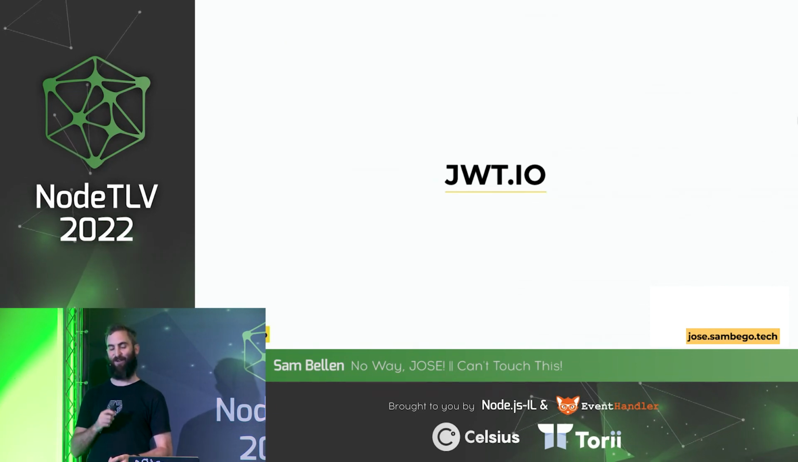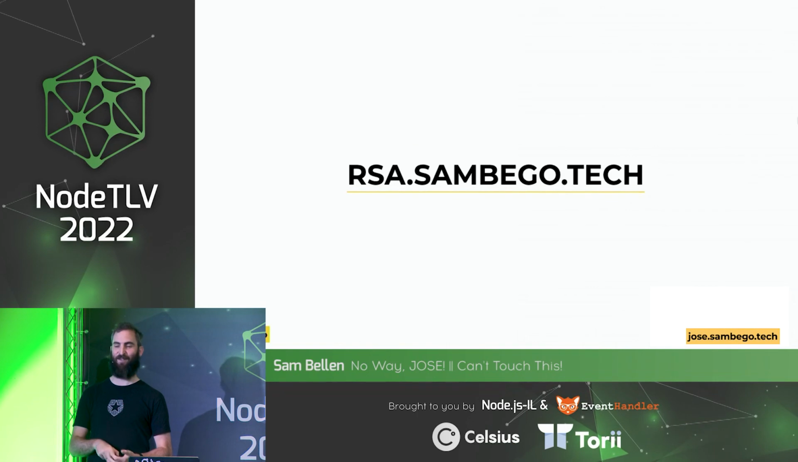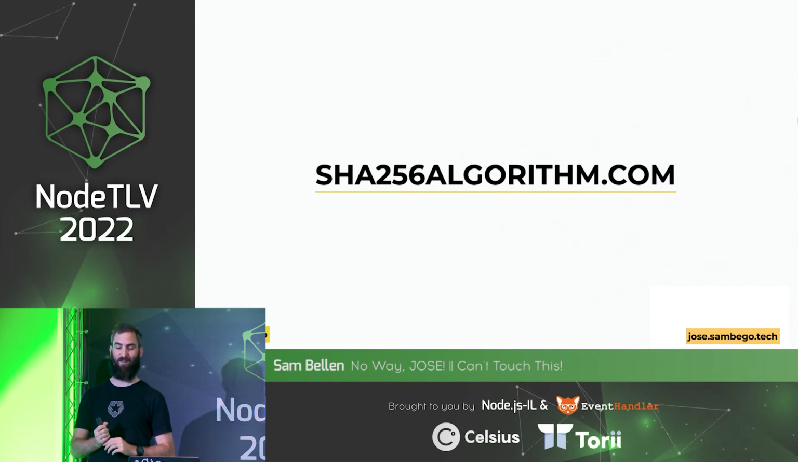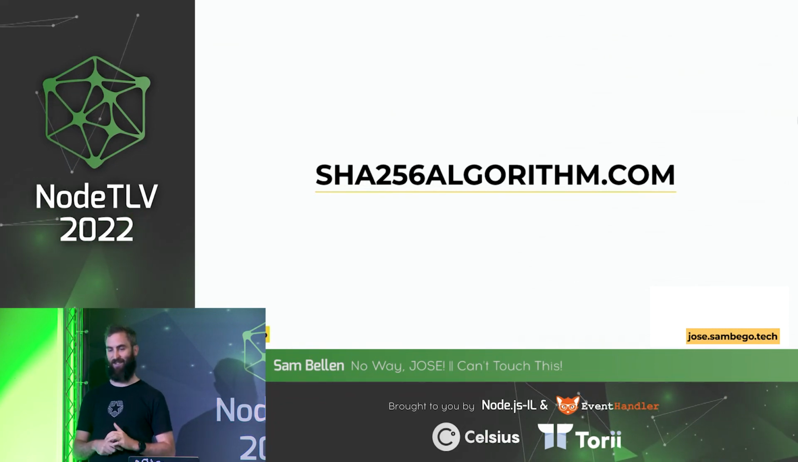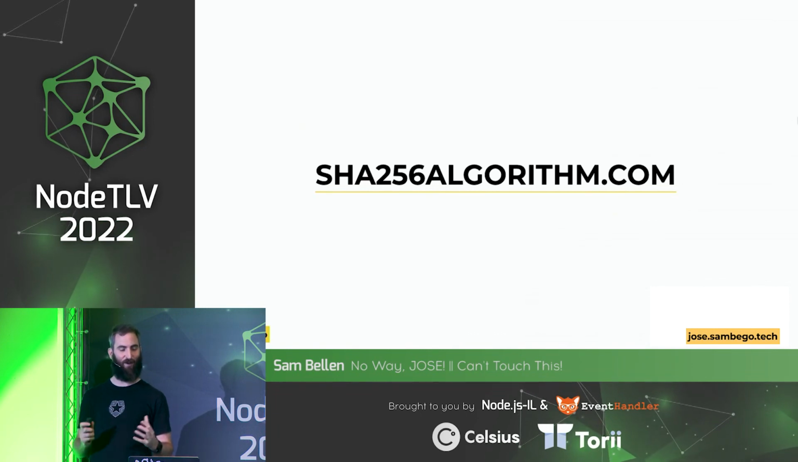JWT.io tells you a bit more about JSON Web Tokens. RSA.sambigo.tech is the little playground I showed you where you can learn a bit more about RSA. And if you're interested in the SHA-256 hashing algorithm, it's very complex, but this website that is not created by me, but somebody way smarter than me, tries to explain the SHA-256 algorithm. It's very complex, but it's really nice to see how it works under the hood.